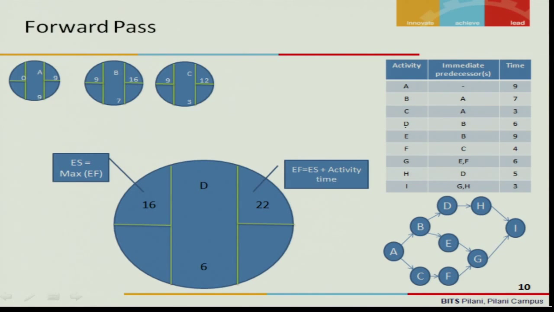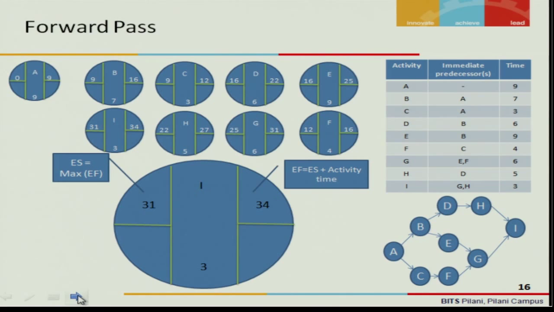Let us do it for D now. Okay. In D, what is the time? 6 weeks is the time, the estimated time. Then we need to calculate ES. For D, which is the immediate predecessor, B is the immediate predecessor, right? B has got its EF as 16, so that becomes the ES of D, and 16 plus 6 becomes 22 here, right?